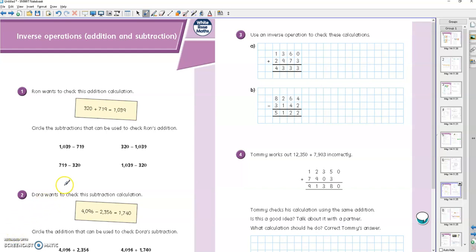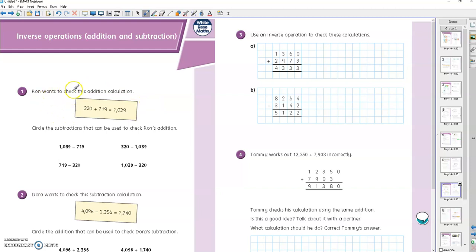Good morning. This is the video to help you use inverse operations for addition and subtraction. The inverse operation just means the opposite of what you did to start with. So if you added and then got an answer, you can check that answer by doing a subtraction, and vice versa.